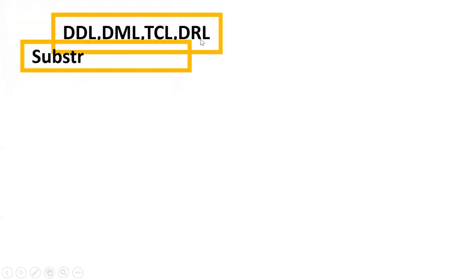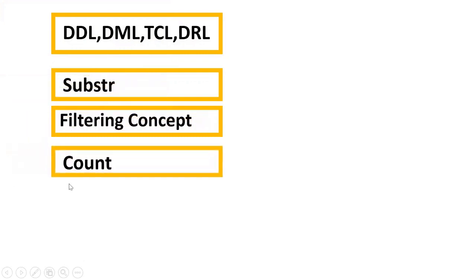Now, if we want to solve this requirement, you should have a better understanding of DDL, like creation of a table, DML, which is insertion of a record, TCL, which is transaction control, that is commit, and DRL, which is data retrieval language, that is the select statement. These are the SQL statements you should be aware of. We should also use substr, which is used to extract some part of a string. The filtering concept is the where clause. Count is an aggregate function to find the number of records.